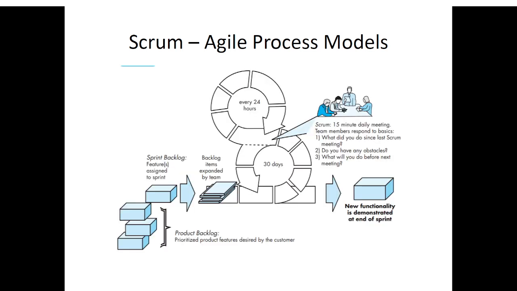This diagram shows the agile Scrum process. The product backlog prioritizes product features desired by the customer. Product backlog means you have multiple features here, and within these features I will do prioritizing. I will prioritize which feature is more highly needed by the customer and which is less needed. Once I do that, the sprint backlog is created.